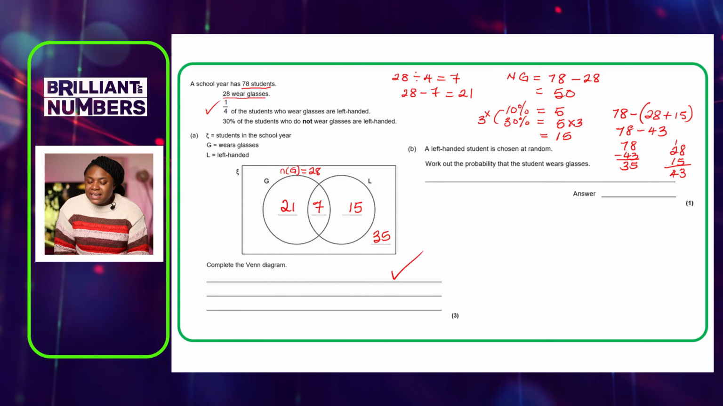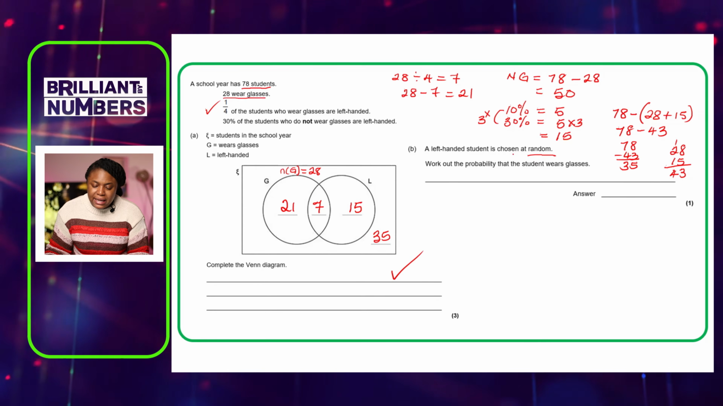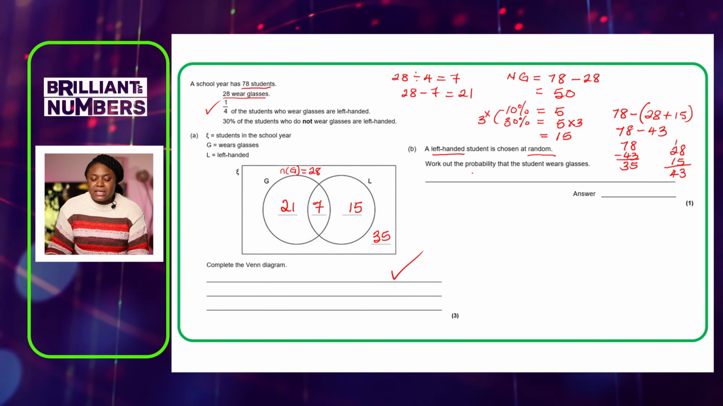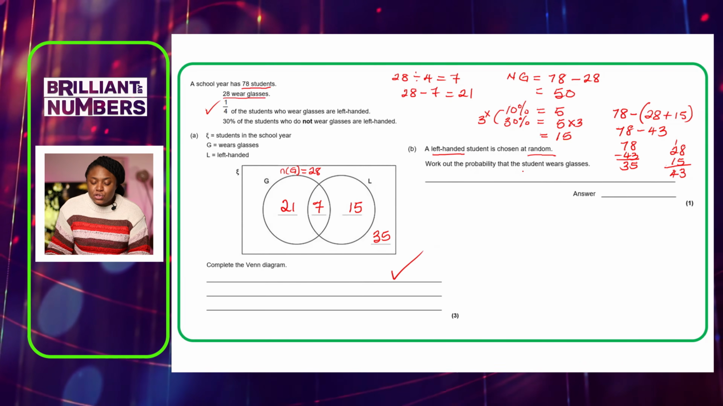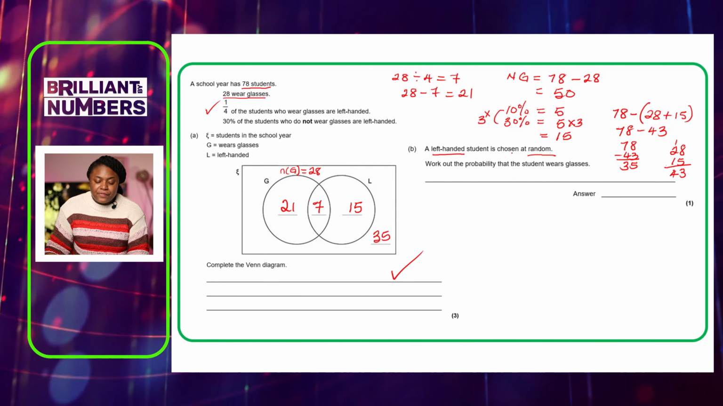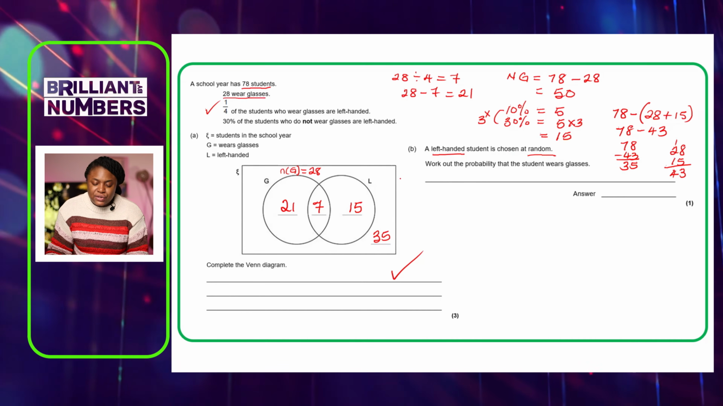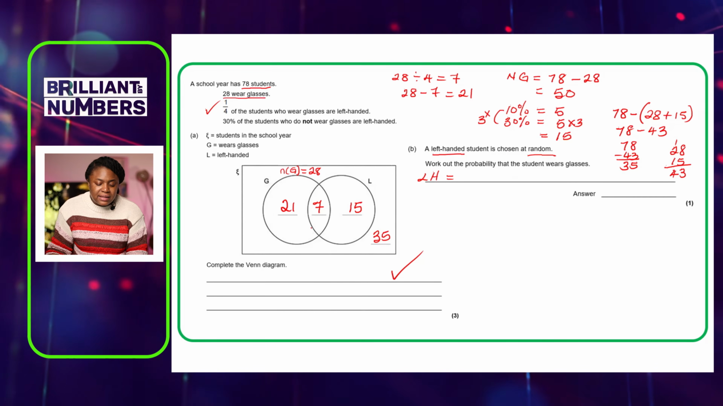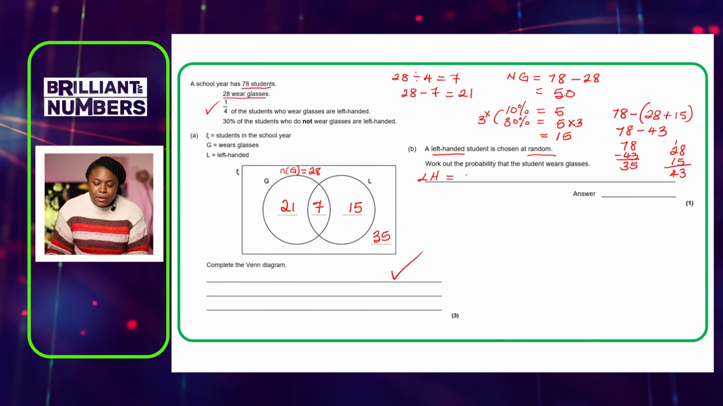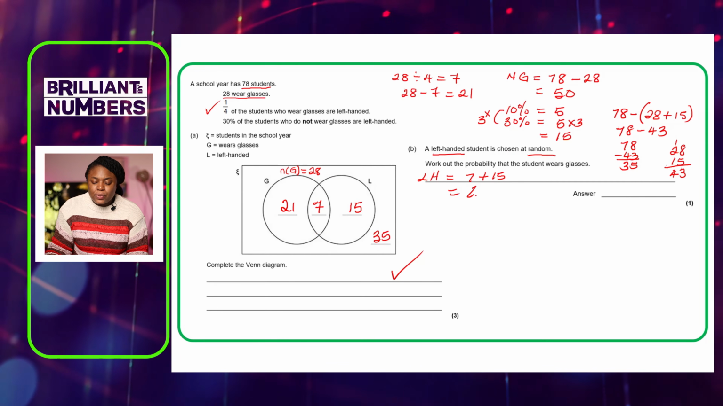A left-handed student is chosen at random. So we underline that. Left-handed student is chosen at random. Work out the probability that the student wears glasses. So first of all, we need to get the total for the left-handed students. So left-handed students is all that's in the circle L, which is 7 plus 15. So 15 add 7 is 22.